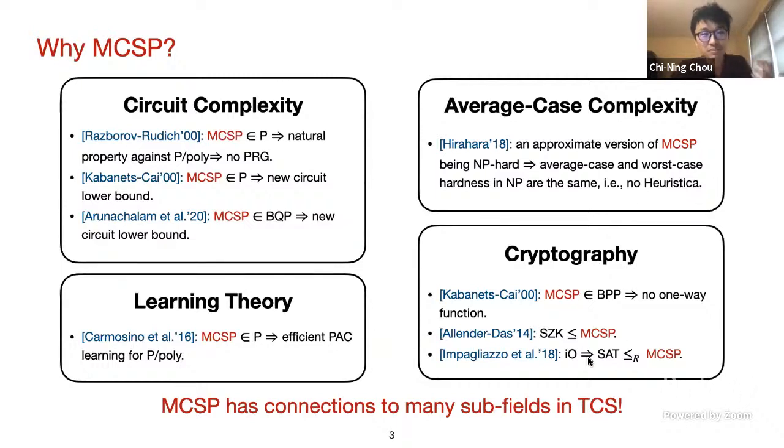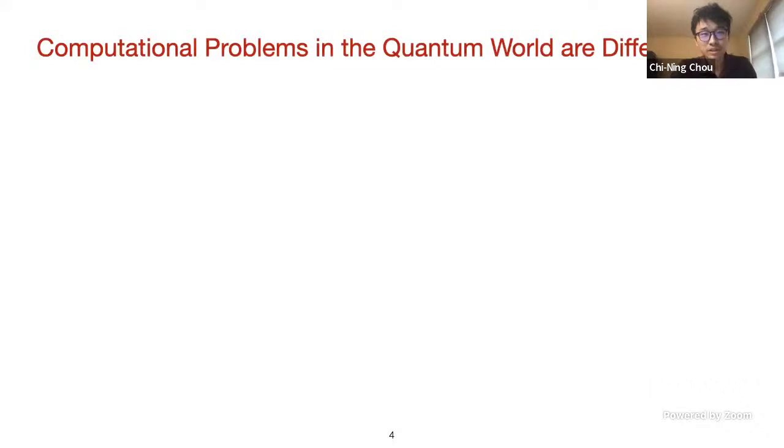So this is the original motivation for us. What if we now study the MCSP problem in a quantum setting? Maybe it also has lots of connections to different subfields in TCS and quantum complexity, and perhaps through the lens of MCSP in a quantum setting, this can give us some new insights.